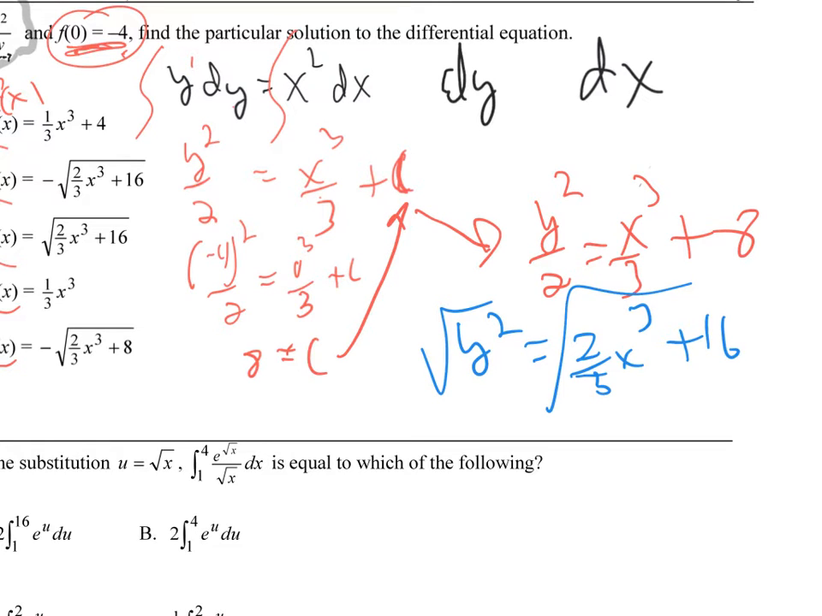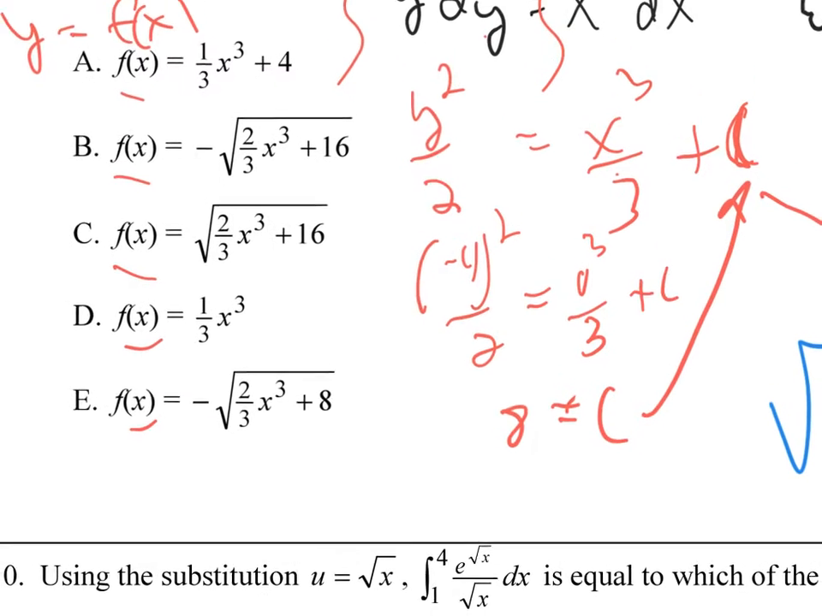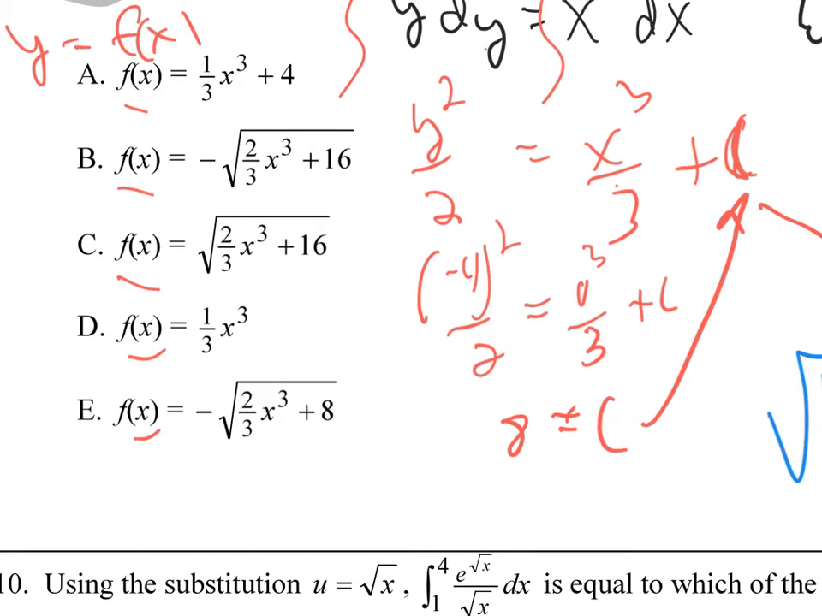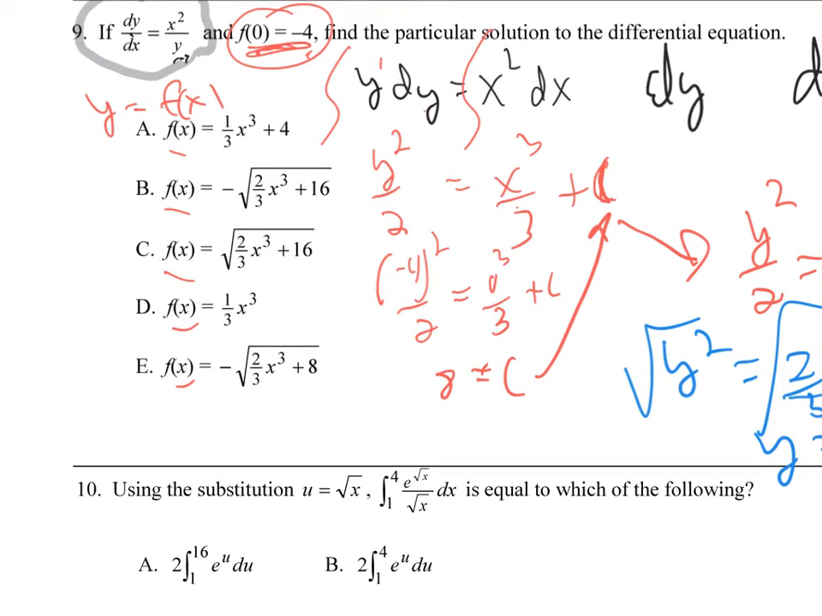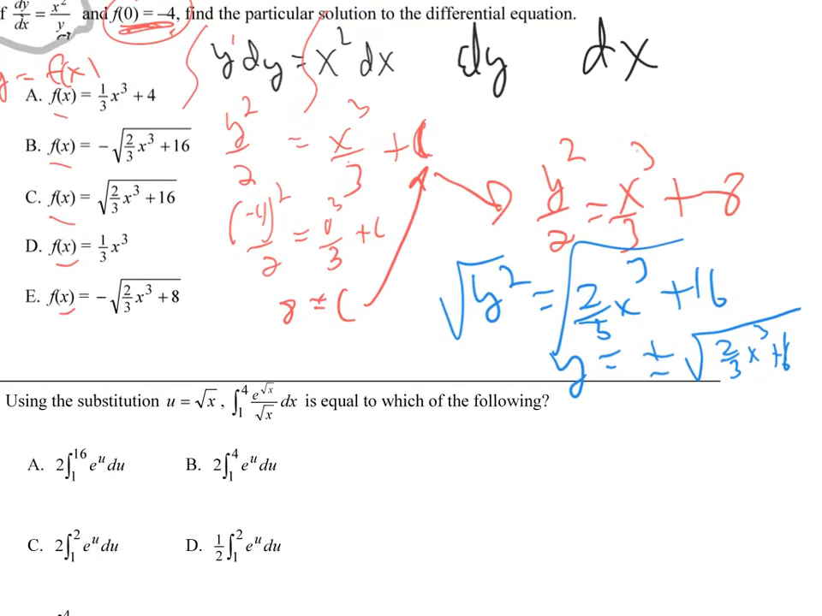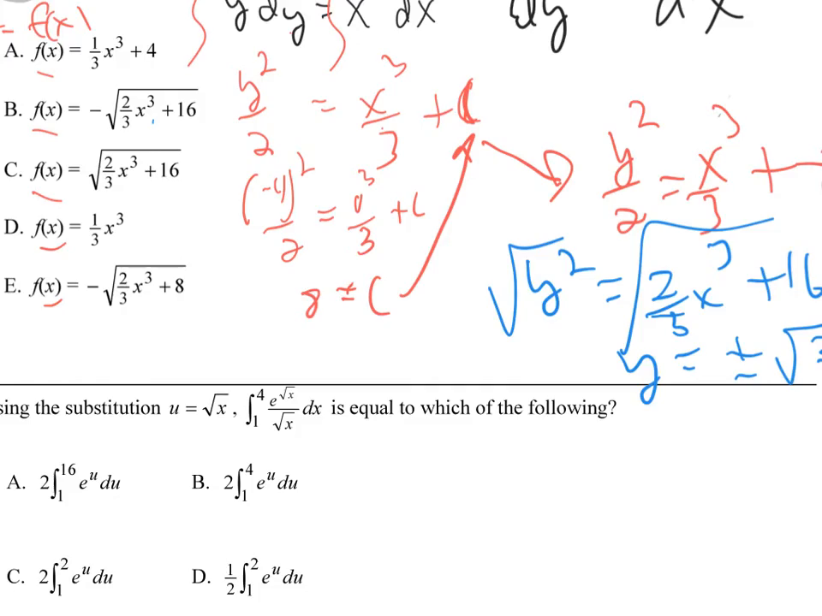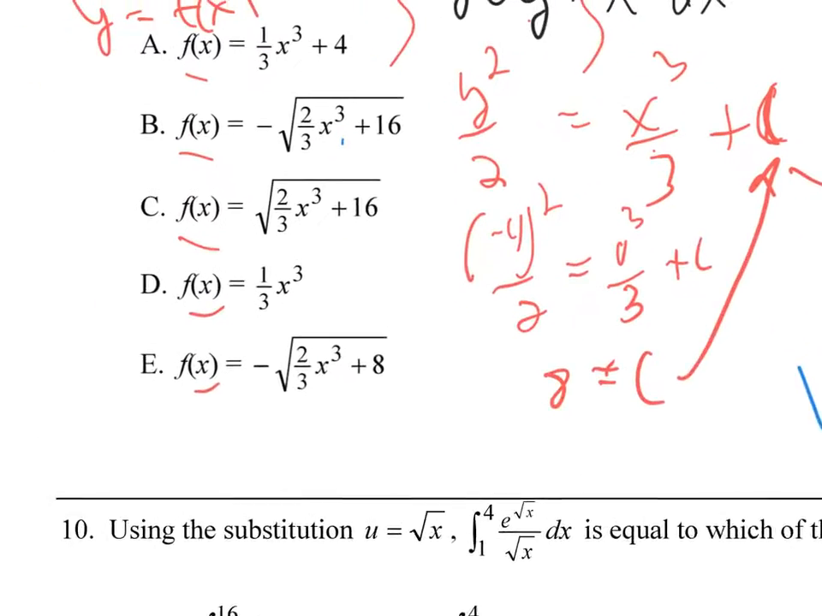So I'm looking for something that looks like y equals, it is a possibility of plus or minus square root of 2/3 x cubed plus 16. And if I look over here, I do see several answers that could possibly be true. So I have the 2/3 x squared plus 16. 2/3 x squared, that was x cubed. Yep, x cubed plus 16.